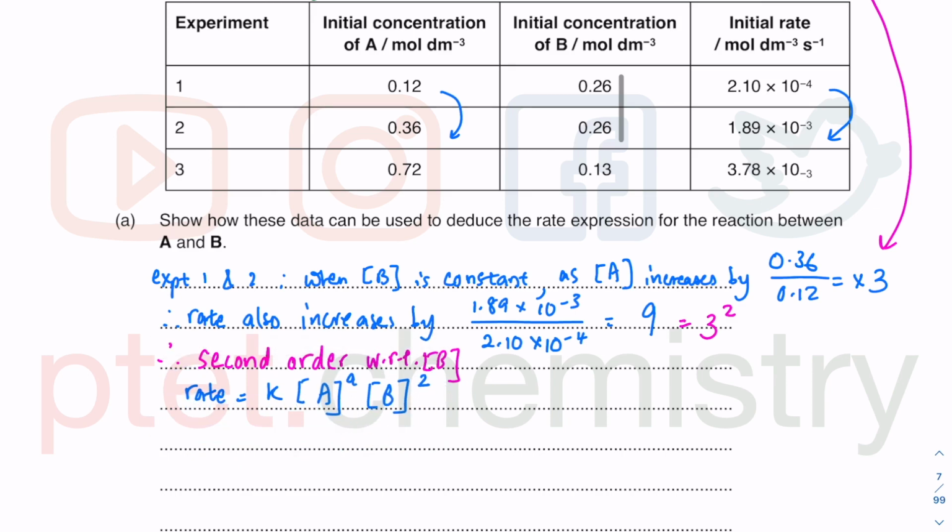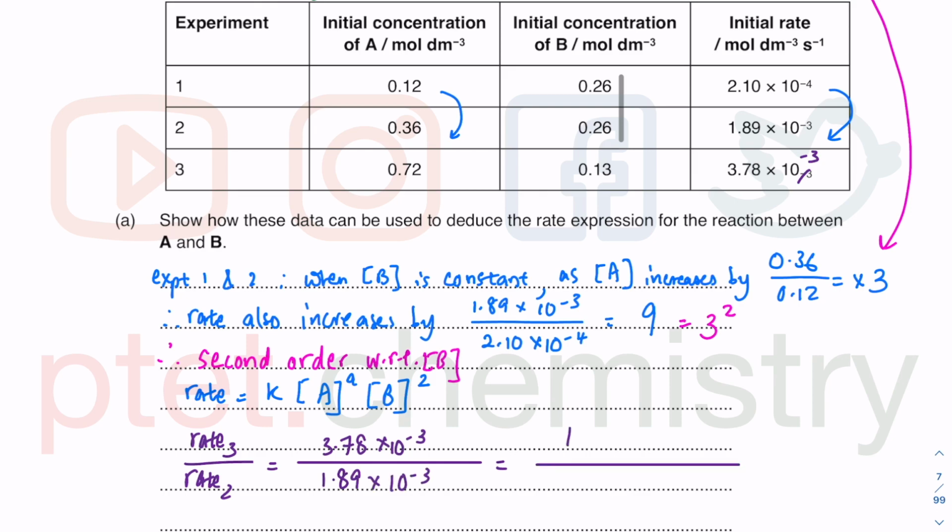So what I could do next is potentially get rate, let's say rate 3 over rate 2. I cannot use 1 and 2 again because these B have the same concentration. So I want to find the order with respect to A, so I need the A to be changing. Because we're comparing ratio, if I do 3 and 2, so rate 3 is 3.78 times 10 to the minus 3. Beg your pardon, there should be minus 3 up there in the table. And then this is 1.89 times 10 to the minus 3 at the bottom.